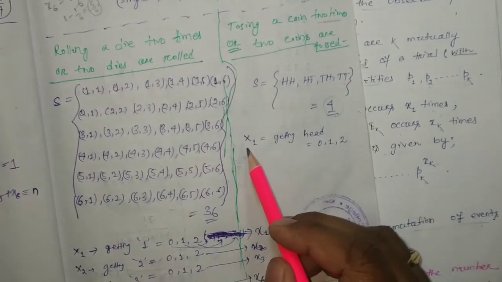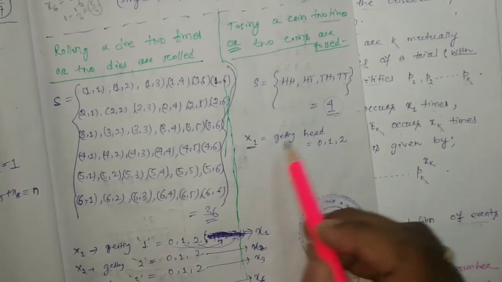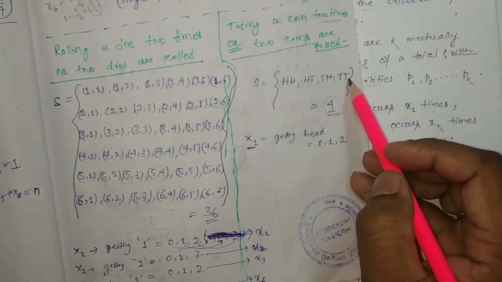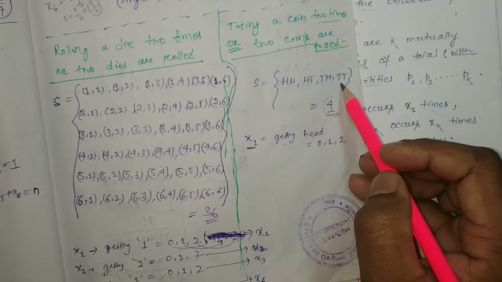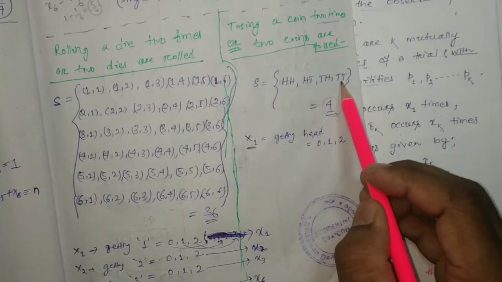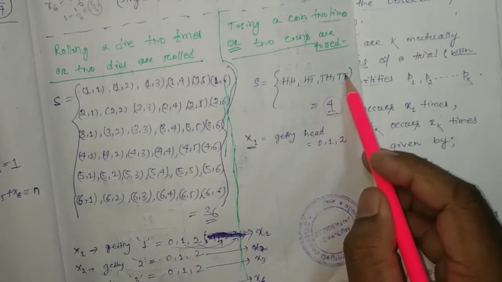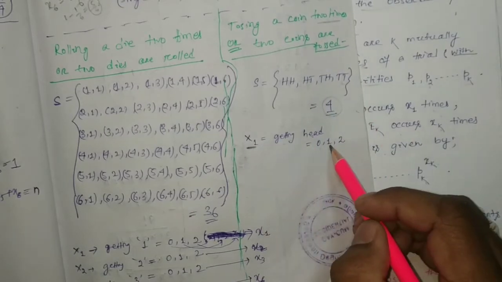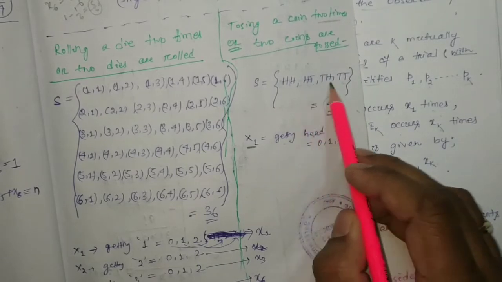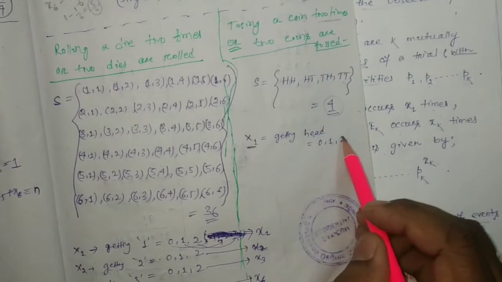Suppose we consider x1 as the random variable which represents getting head. So getting head can be 0 heads, that means tail tail. In our sample points, x1 will be 0 for one point. X1 will be 1, that means getting head one time, and how many sample points? 2 sample points. Getting head two times is only one sample point.